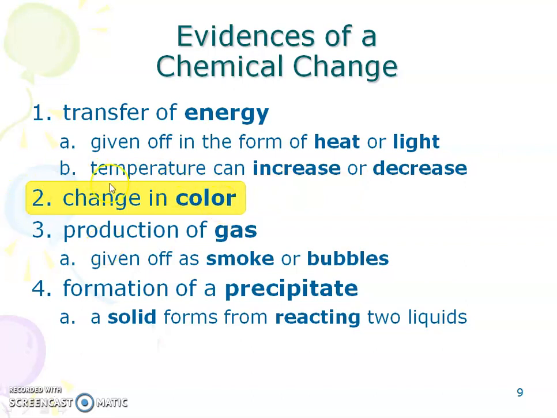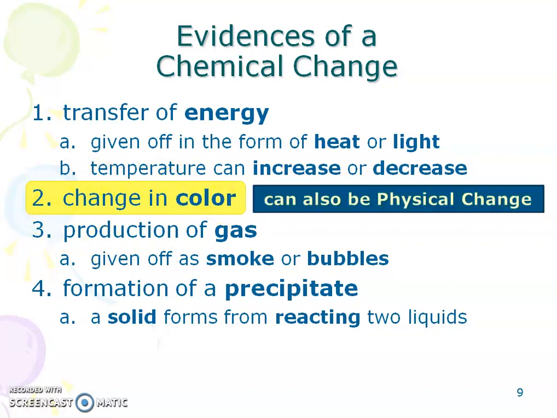Now, I highlighted change in color because this one's a little tricky, because it can also be a physical change. So we'll talk about this more in detail when we get to our labs and some examples. But color change, just like you saw with the iron that was regularly silver color and now turned to rust, which is more of that rusty brownish color, right? There was a color change.